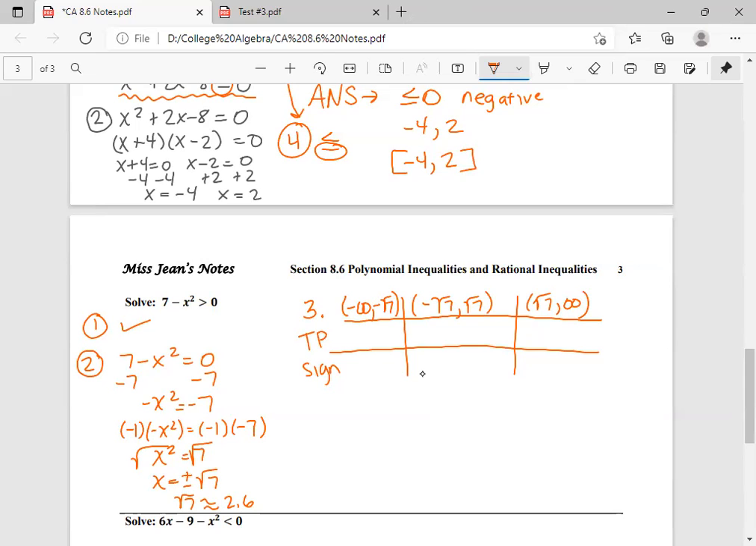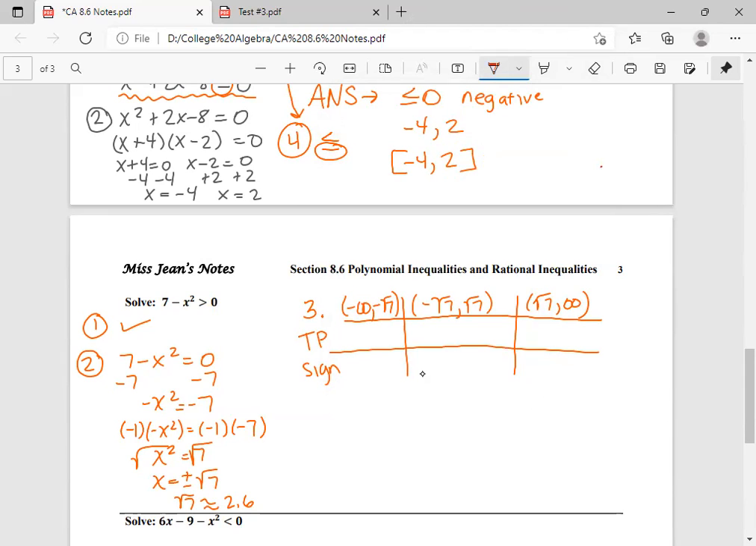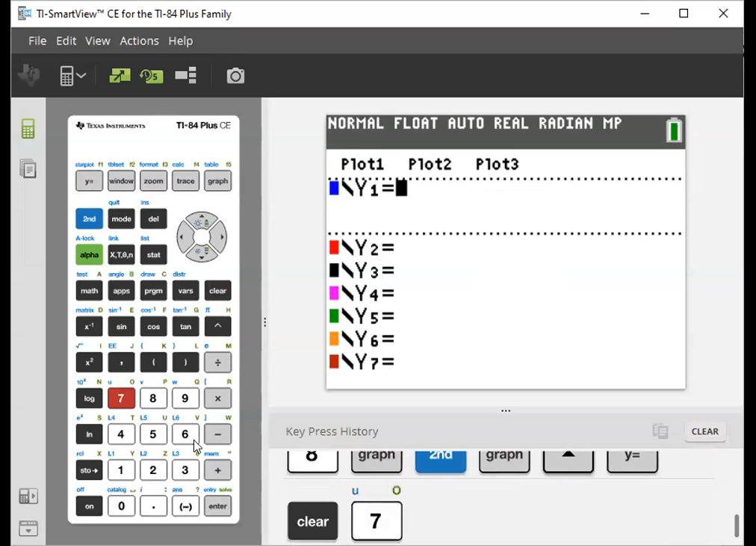Okay. So I'm going to come down here and I'm going to go ahead and say, well, let's talk about what the answer is. The answer is supposed to be something that is greater than 0. So we're talking about positive numbers. So when we look at our graph, we're really talking about things that are above the x-axis, above the line y = 0. So when I go to my graphing calculator, I should be able to kind of get an idea of what's happening here. When I go to y equals, now type in 7 minus x².